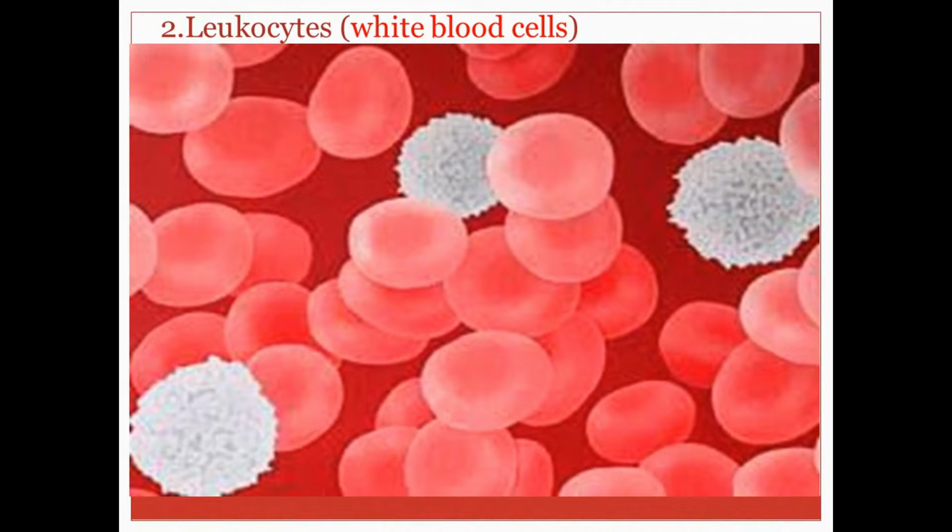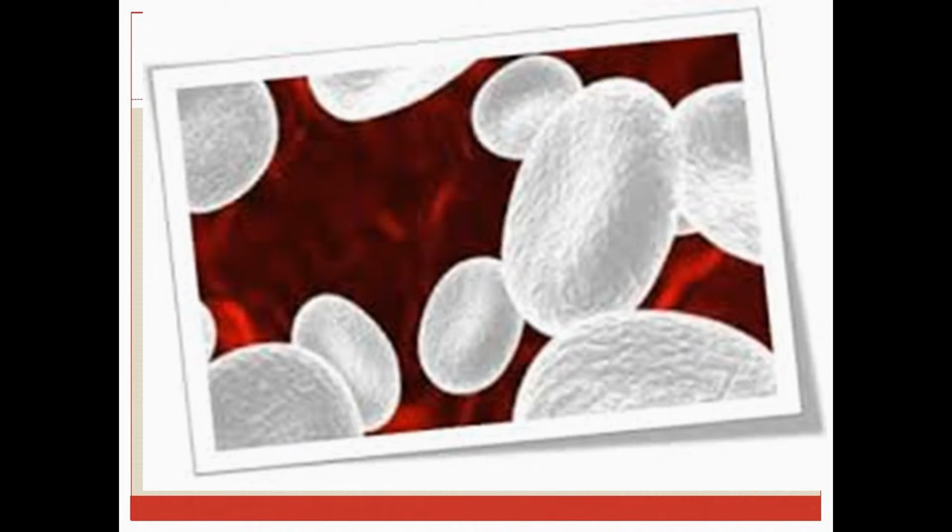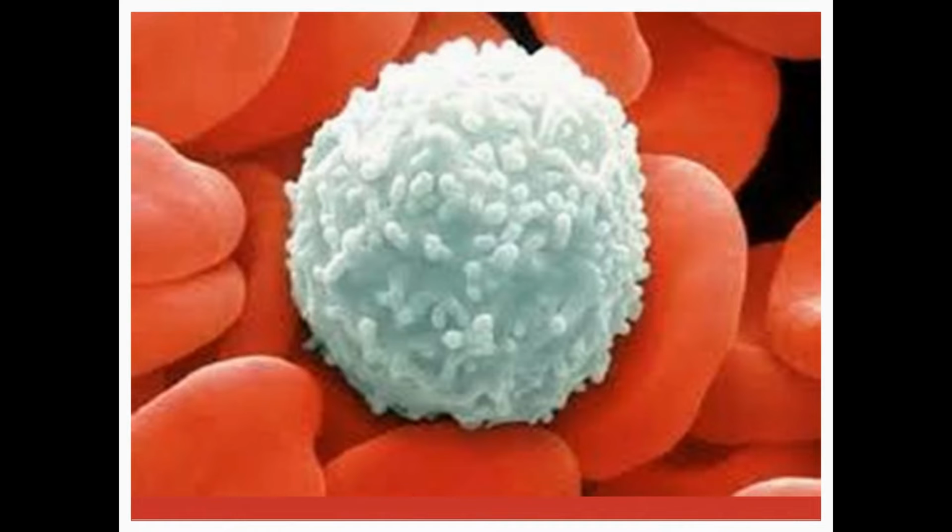Number 2. Leukocytes, or white blood cells. Leukocytes are divided into two groups, namely granulocytes: neutrophils, basophils, eosinophils; and agranulocytes: lymphocytes and monocytes. Leukocytes are responsible for the immune system and the process of restoring the body against things considered foreign, such as wild viruses or bacteria.